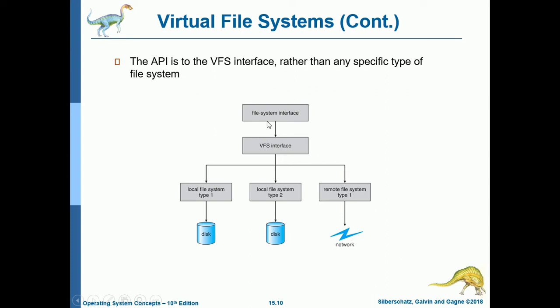We have a file system interface, and then we also have the virtual file system interface, and this is connected with local file system type 1, type 2, and then we also have a remote file system. Of course, these local file systems are used by the disks.